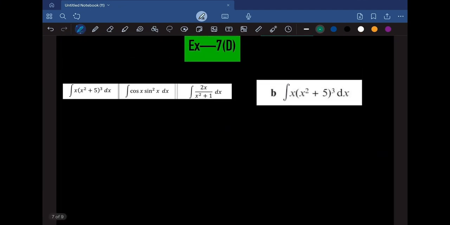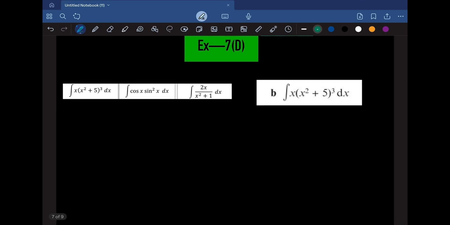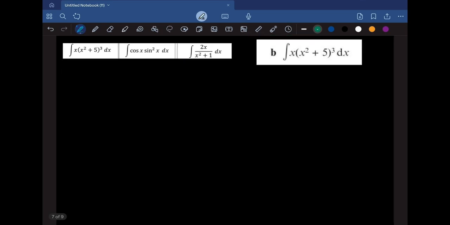Now moving on to exercise 7D. Exercise 7D is a bit different to the ones that we have seen till now. Now let's start exercise 7D. In exercise 7D, the integration involves differentiation. What? The integration includes differentiation. We will have to first differentiate the value and then later on again integrate it.